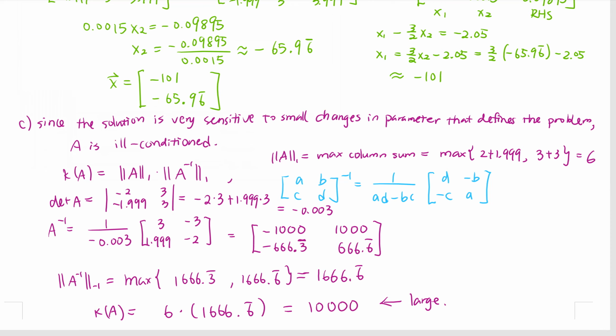You can also try to compute the condition number using other norms. I strongly recommend you to do that. After class, please try to compute the condition number for the L infinity norm and the Euclidean norm. The numbers you get should be large, but they might not be the same as the 10,000. So far, so good, everybody?